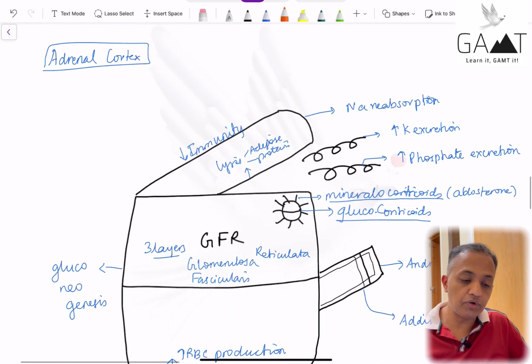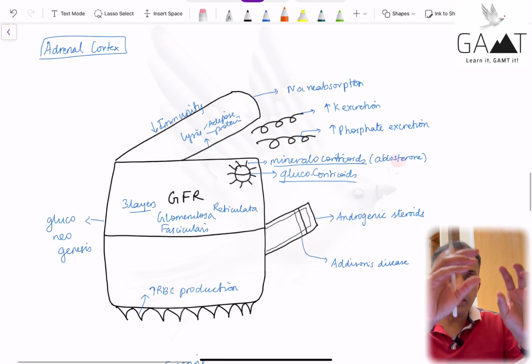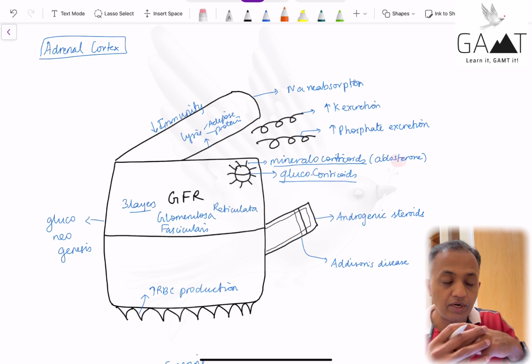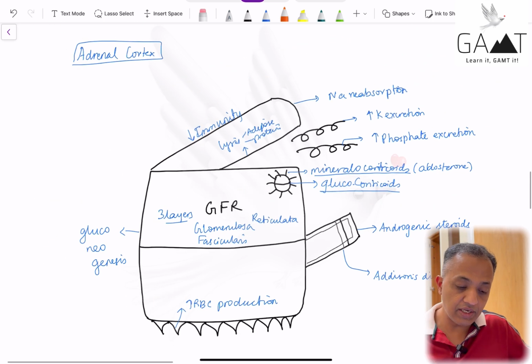We're going into the adrenal cortex next. The adrenal cortex is a little bit more complex. I know it's a thin layer on the top, but it actually secretes very important hormones that we need. Adrenal cortex has actually three layers.